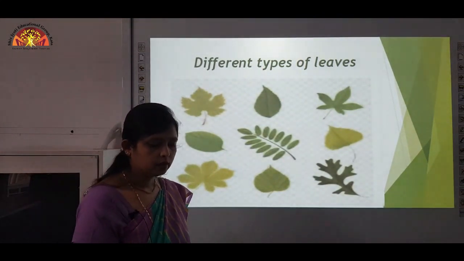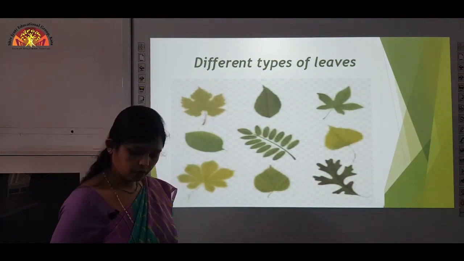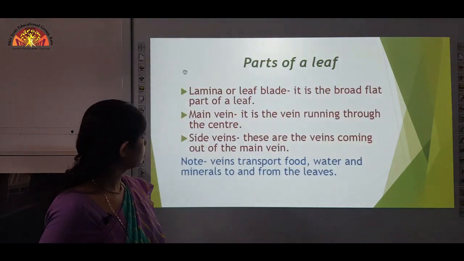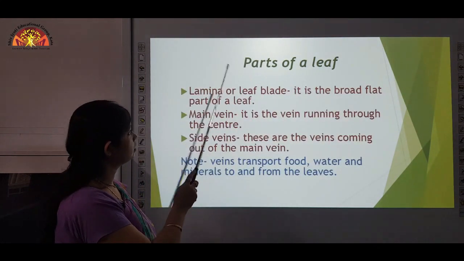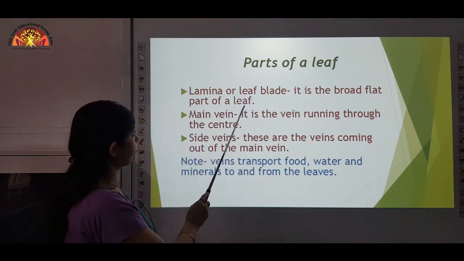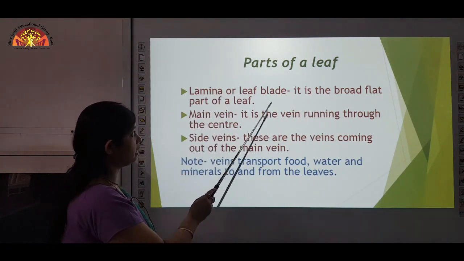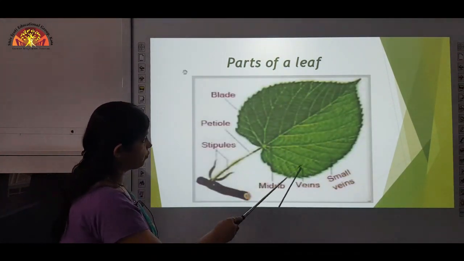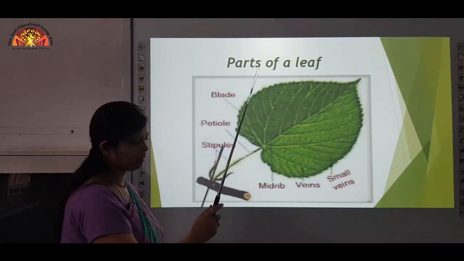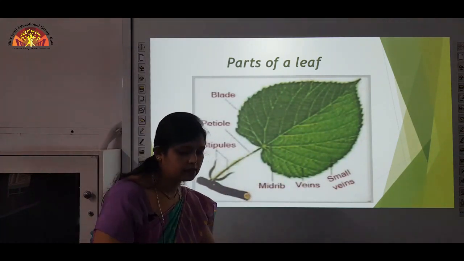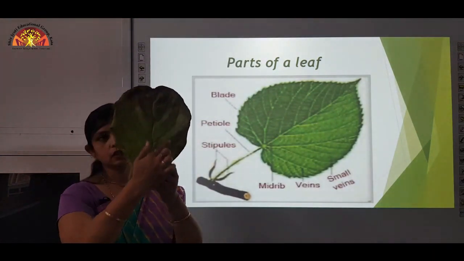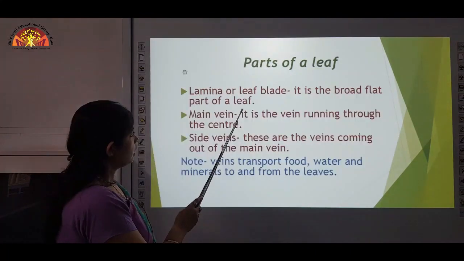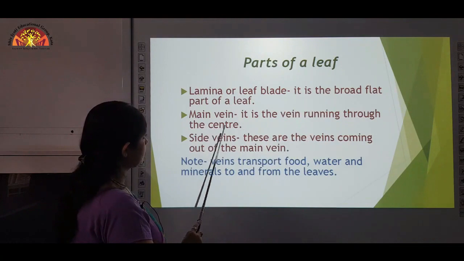Now we come to the structure of a leaf or parts of a leaf. So children, the broad flat part of the leaf is called lamina or leaf blade. You can see in the diagram shown here, this flat broad part of the leaf is called leaf lamina. Now see here in this leaf also you can see that this complete part is called leaf lamina or leaf blade.